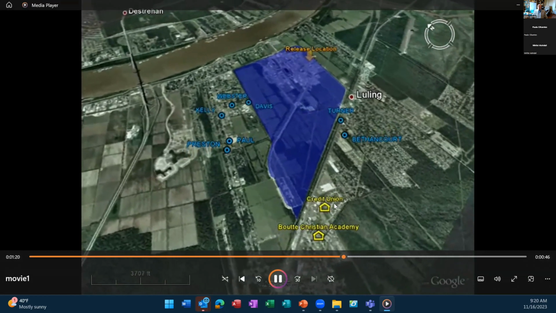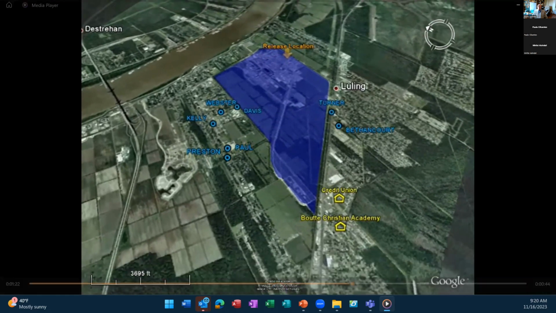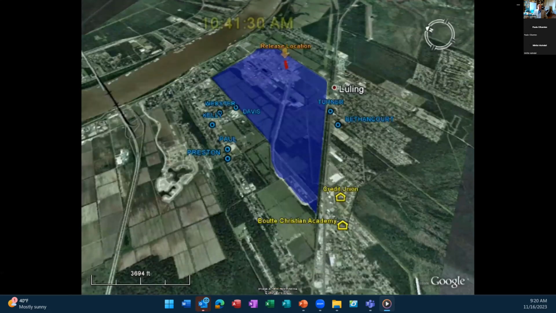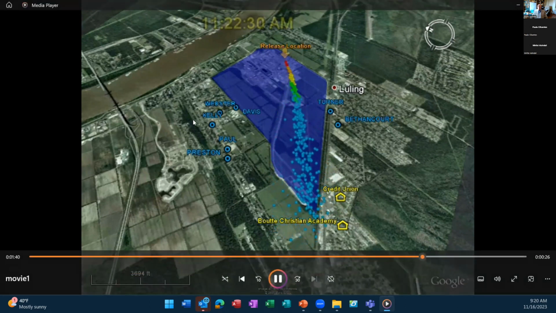The particles are color-coded. Red is the highest concentration, close to the source. Blue is the lowest concentration, away. And as you can see, the industry was lucky in this case. The plume did not go to the urban area on the left or on the right. The plume went straight down, remaining mostly confined in the industrial area. And in a couple of hours, the release is finished.